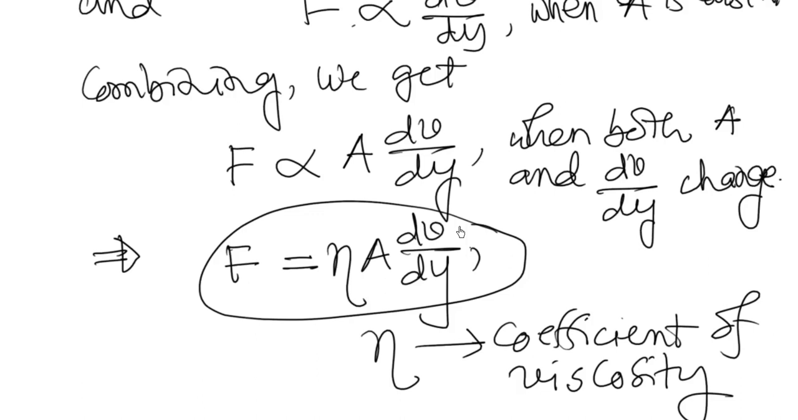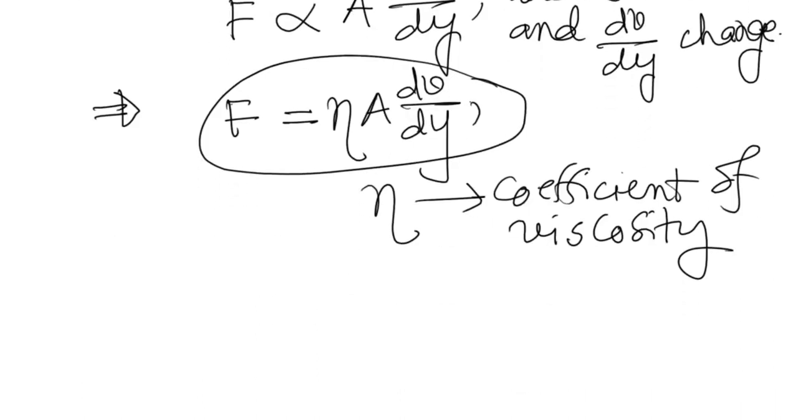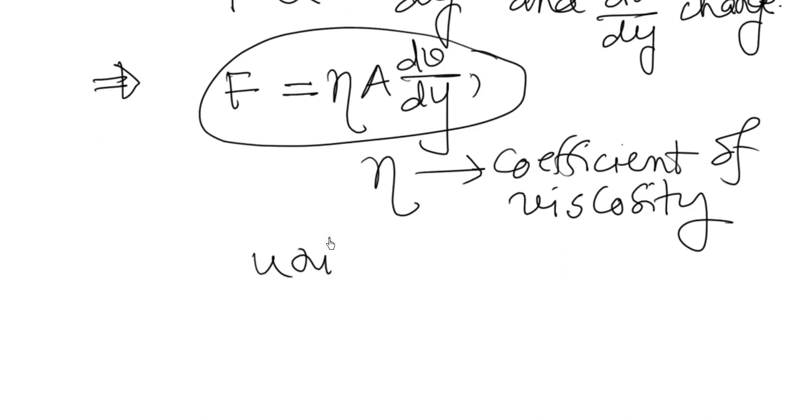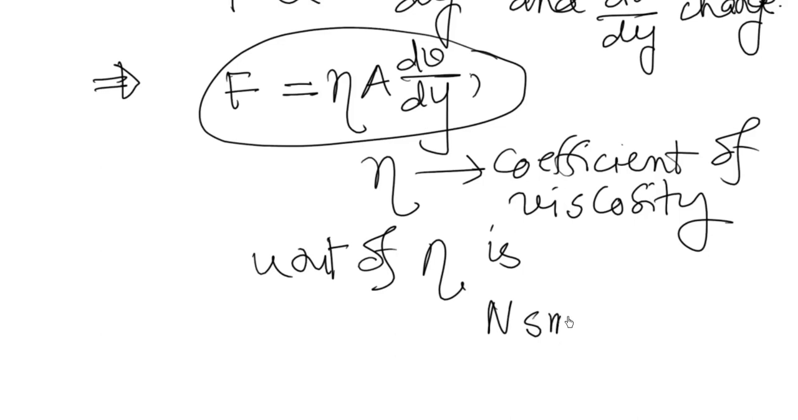Now, what is the coefficient of viscosity? The tangential force required to maintain unit velocity gradient between two layers of a fluid of unit area at constant temperature is called the coefficient of viscosity of the fluid. The unit of the coefficient of viscosity eta is Newton second per meter square, so it is Newton second meter to the power minus 2.